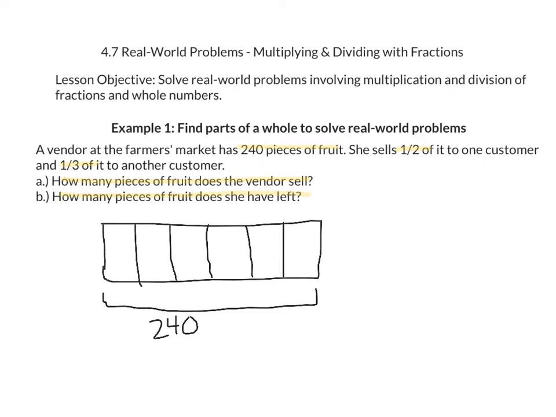Since she sells half of it to one customer, we're going to shade half of our bar model in red, and half of our 6 pieces would be equal to 3 pieces, so we're going to shade 3 pieces, and we're going to label that 1/2.